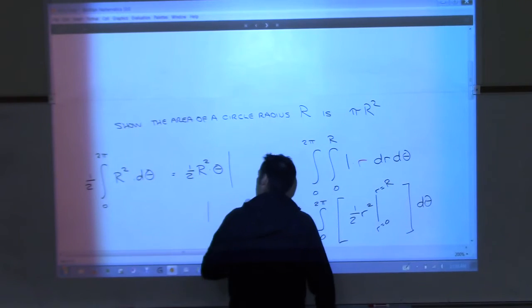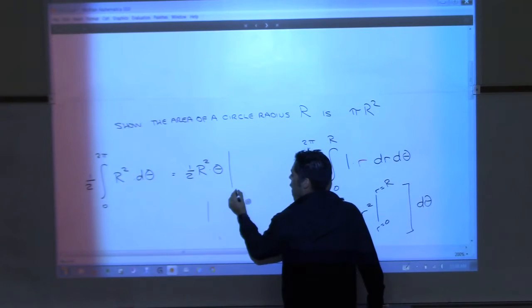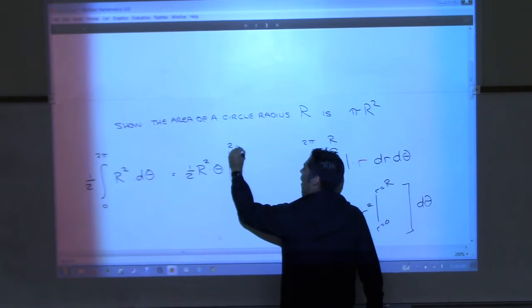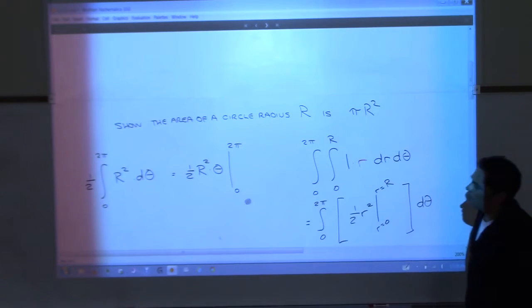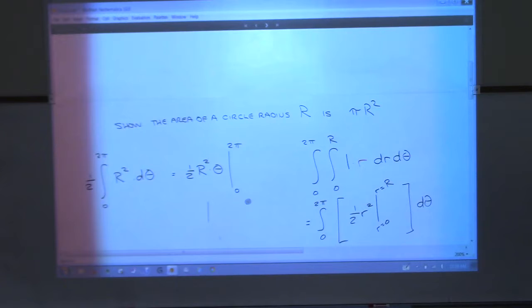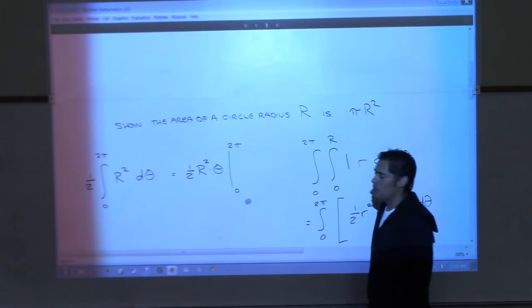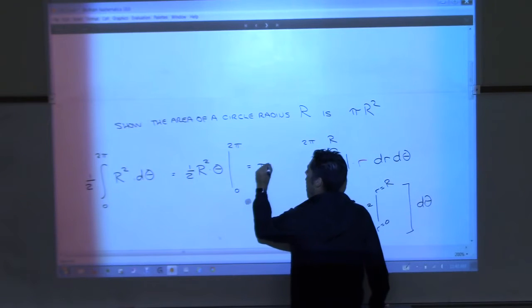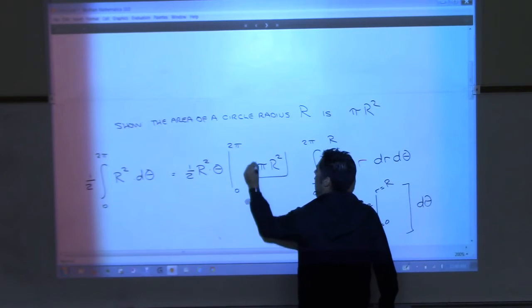And where am I evaluating this from? 0 to 2 pi. What happens when you plug in 2 pi for theta? You get pi R squared. What happens when you plug in 0? 0. This is pi capital R squared. There we go.